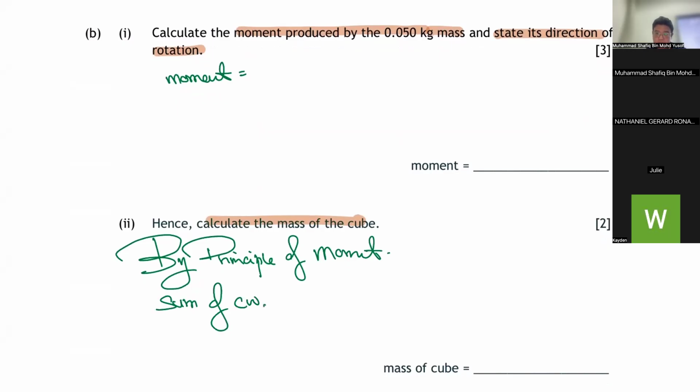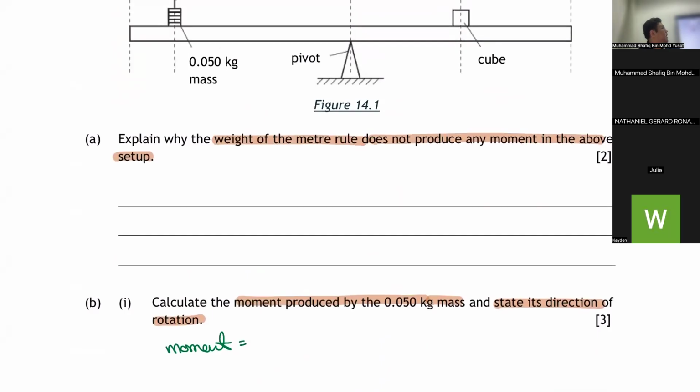Okay, so wait, hold on. Give me a few seconds. Okay, so let's go through this question together. Then later you all will try one more, then we will take a break for a while, before we move on to chemistry.